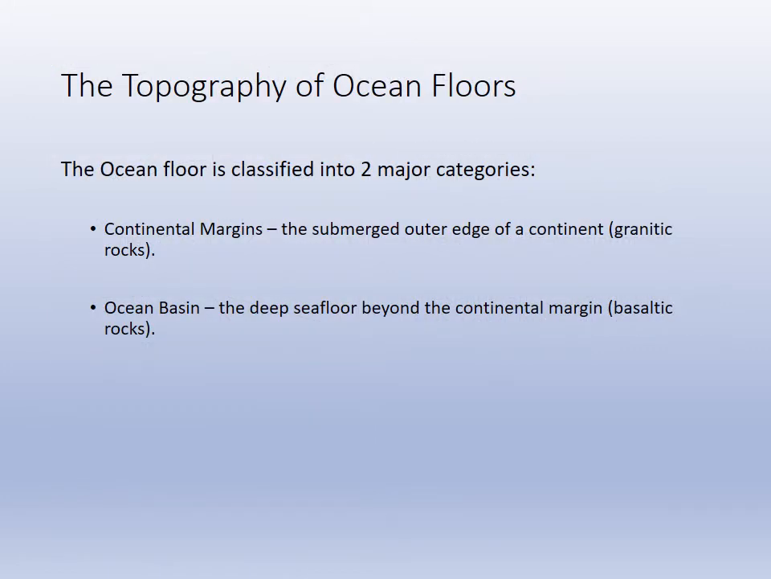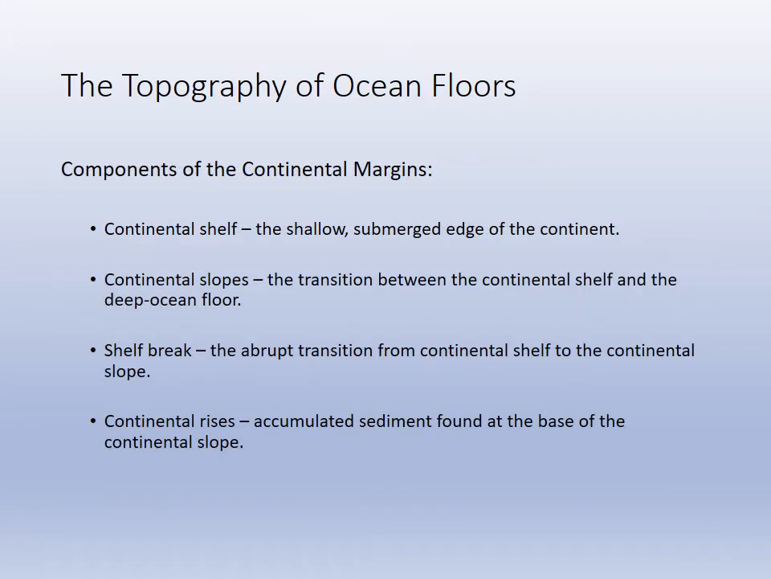So when we look at the ocean floor topography, you can break it up into the continental margins, because it's distinctly different granitic rocks, and then the ocean basin or the abyss, which is basaltic rocks. The drop-off from the granitic shelf to the deep ocean abyss, basaltic, is called the slope. The shelf break is where it ends. And then continental rises are the buildup of sediments that have eroded from the shelf to the ocean deep.